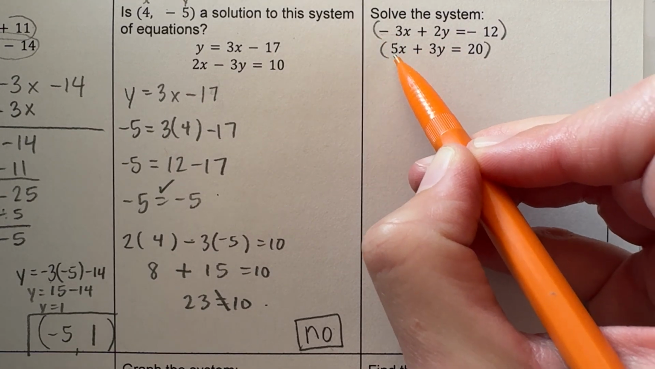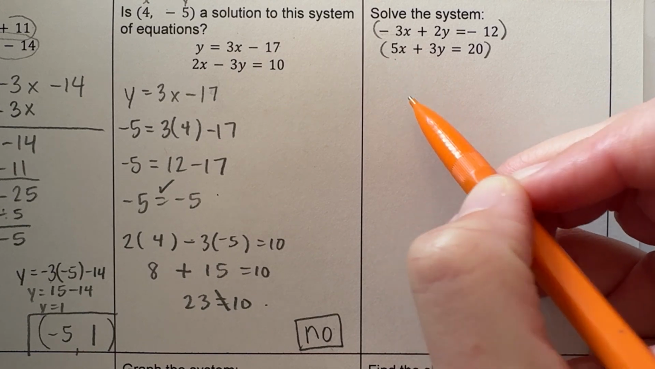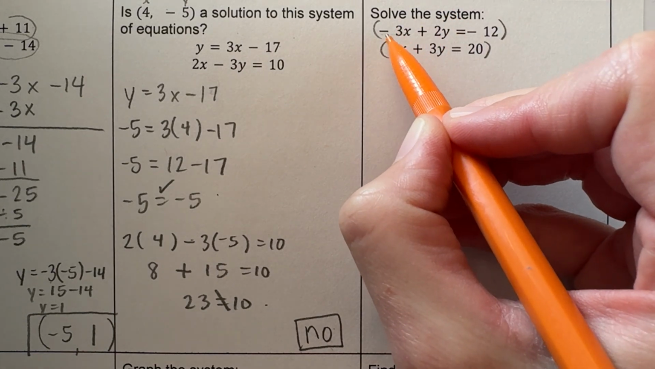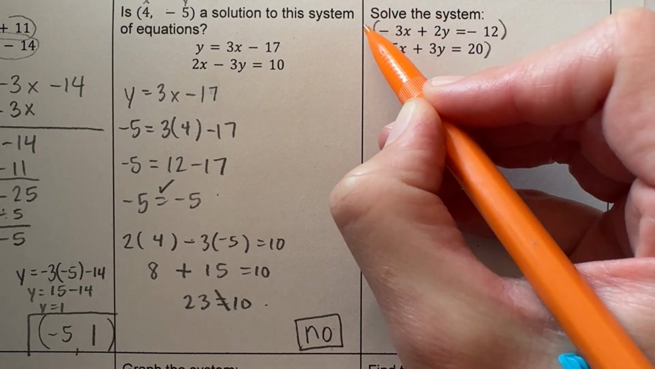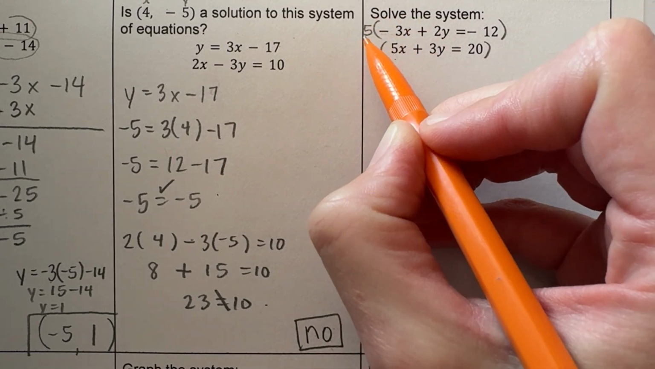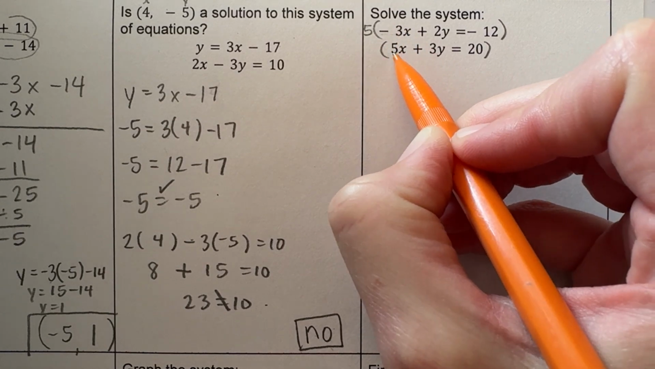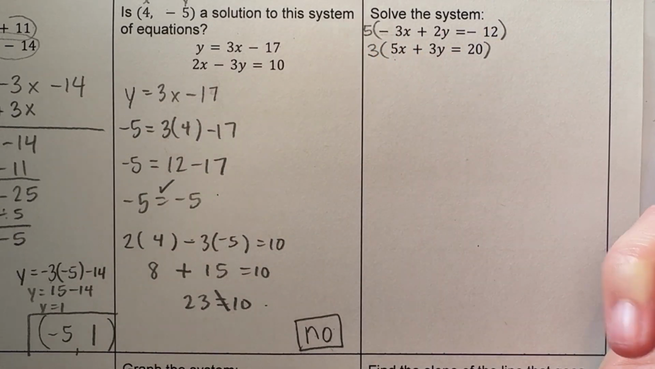This is 5. My goal is 15. My goal is to have one positive 15 and one negative 15 so that it'll cancel. Since this one's already negative, I'm going to multiply it by positive 5 to keep it negative 15. So 5 times negative 3 will be negative 15. And then for this 5, I want it to be positive 15, so I'm going to multiply it by 3.